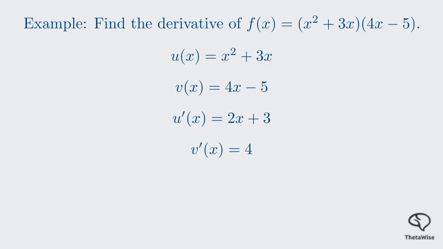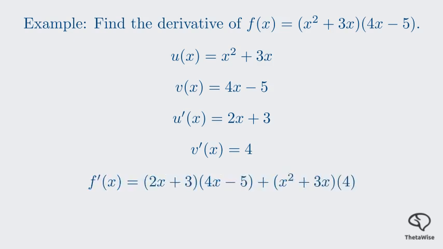Now, plug everything into the product rule formula. f prime of x equals u prime times v plus u times v prime. That's the quantity 2x plus 3 times the quantity 4x minus 5 plus the quantity x squared plus 3x times 4. The final step is to simplify by expanding and combining like terms.